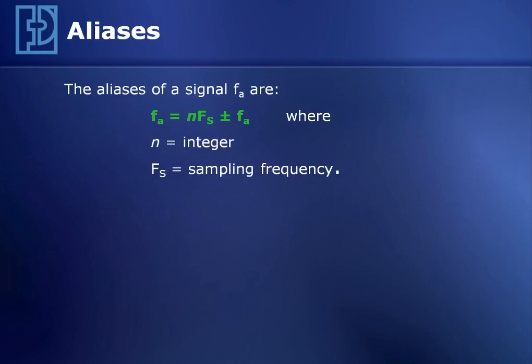More generally, the aliases of a signal we'll call F sub A are equal to n times the sampling frequency, big F sub S, plus or minus F sub A, where n is an integer, and F sub S, as we said, is the sampling frequency.